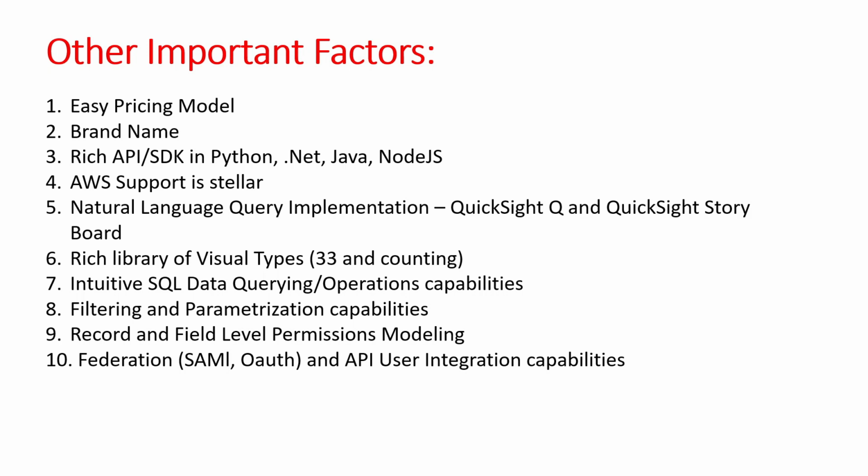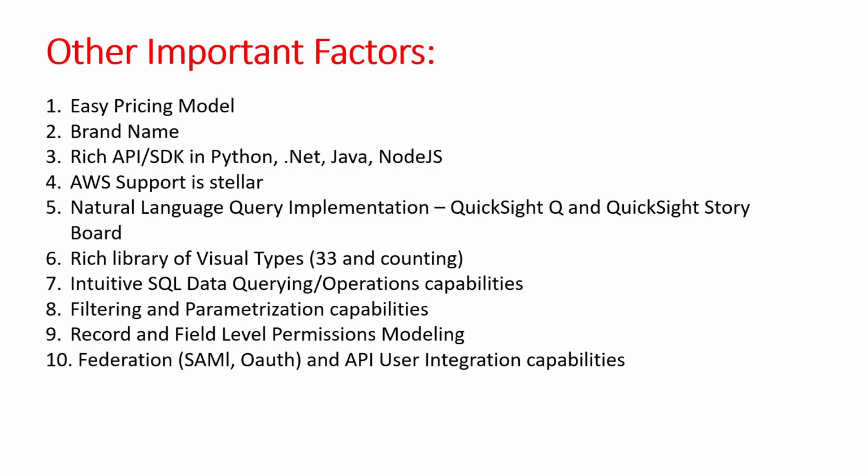The next important factor is the capability to provide filters and parameterizations for your end users. Imagine a scenario where an executive wants to view the number of products manufactured by various plants one by one. In such a case, the filters and parameters embedded inside the visuals for the end users help achieve those capabilities. QuickSight Q essentially does that.